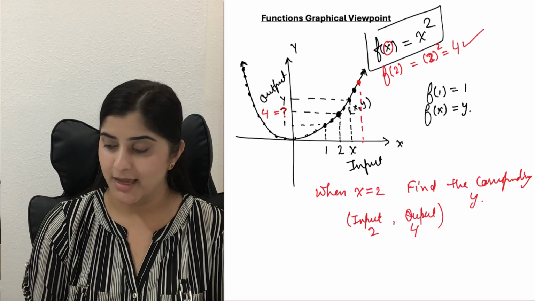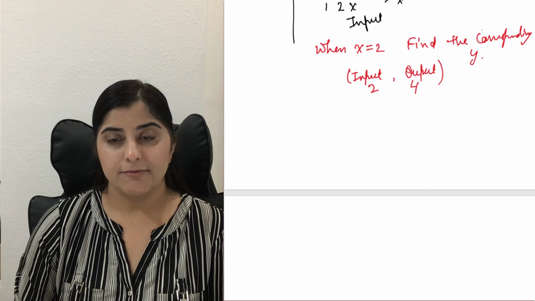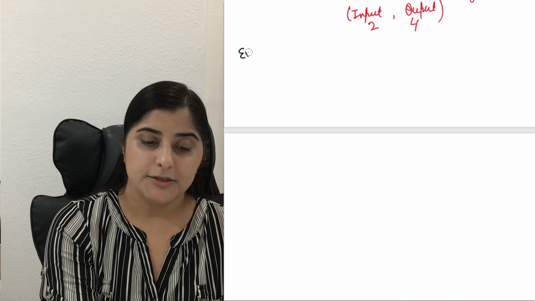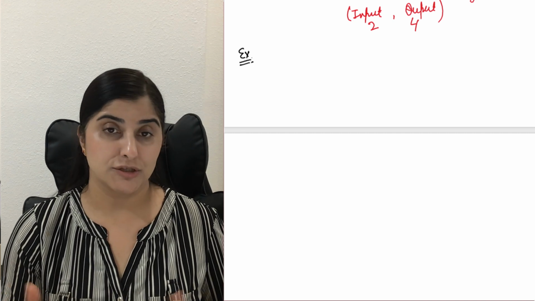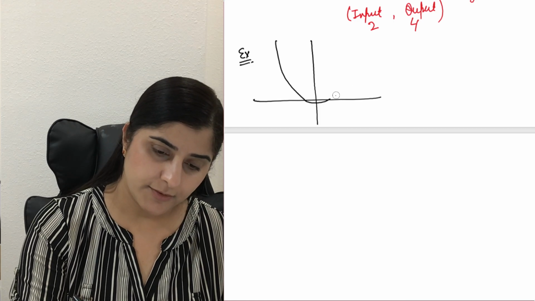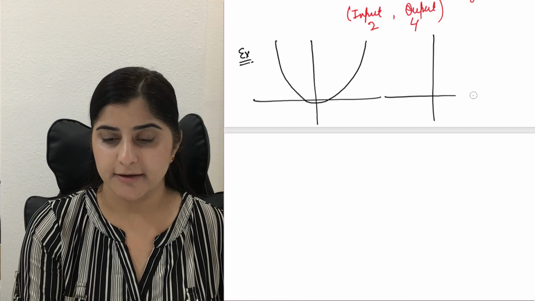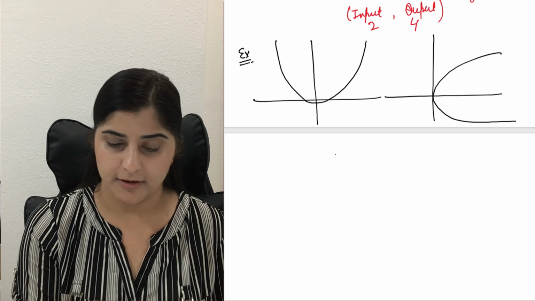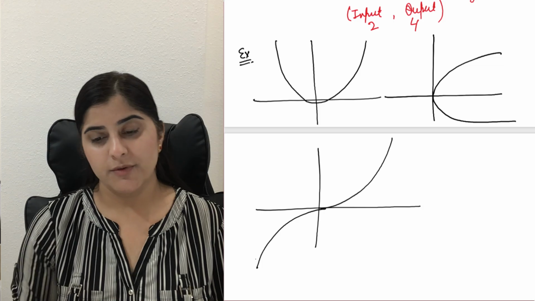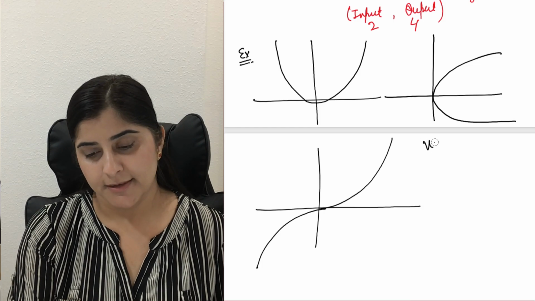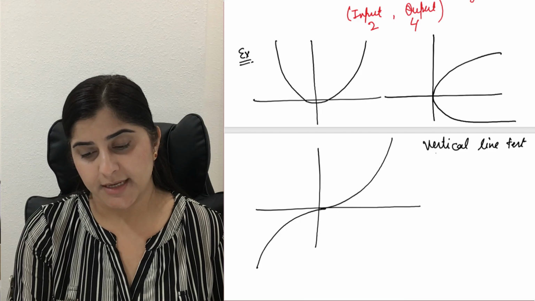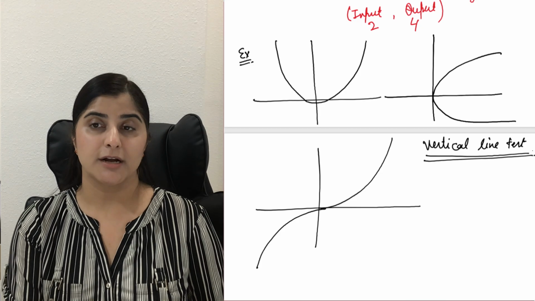Okay, if you are given a graph, how can we say that the given graph is a function graph or not? For example, suppose we are given a few graphs and we have to decide if the graph is a function graph or not. So we have a vertical line test, to test if a graph is a function graph or not.